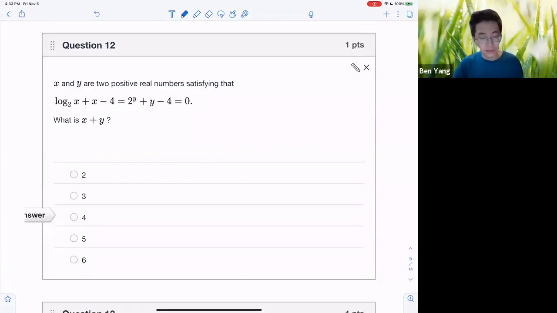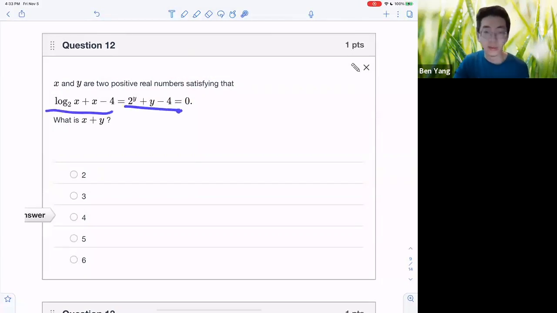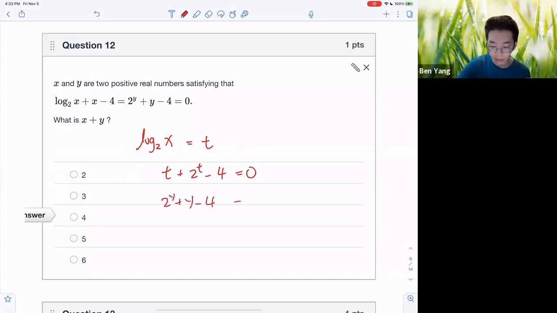Question 12. X and y are two positive real numbers satisfying the two equations here. What is x plus y? The two expressions look similar. If we use another variable, t, to denote log base 2 of x, then the expression about x becomes t plus 2 to the power of t minus 4, and we know that's equal to 0. But we'll also have 2 to the power of y plus y minus 4 equal to 0.